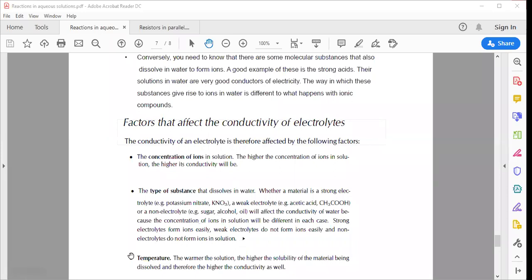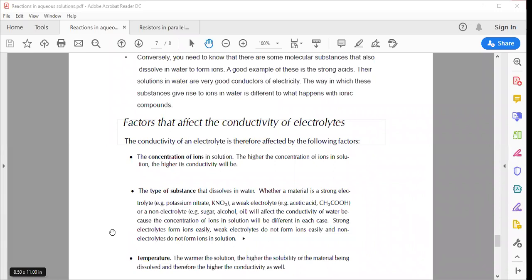Then the next one is temperature. Temperature, the warmer the solution, the higher the solubility of the material being dissolved. So if your temperature is high, right, the substance is going to dissolve faster, or more of it will dissolve. But if it's cold or if the temperature is lower, some of it won't dissolve.